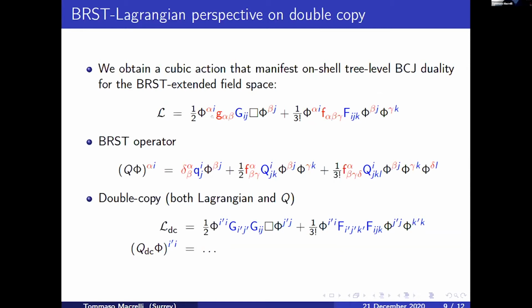Now, I have highlighted in 2 different colors the color structure and the kinematic structure. And we can associate to this Lagrangian a BST operator that has the following form. Now, we want to double copy. And we double copy both the Lagrangian and the BST operator, replacing the color structures and indices with a copy of the kinematic structure and indices. So we obtain a new theory.